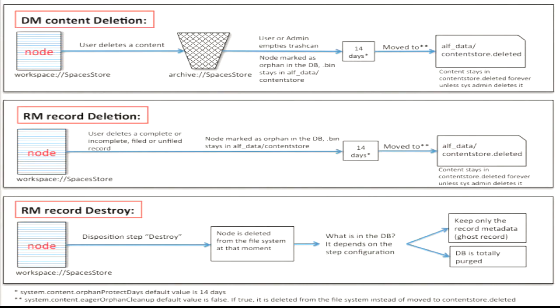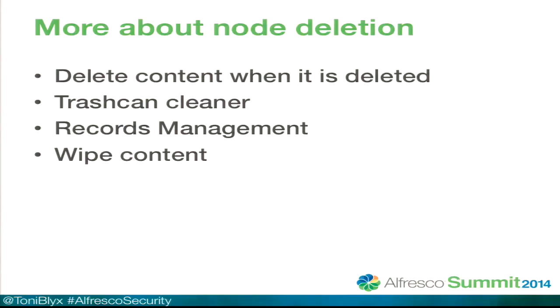But remember this. This is for the document management. In record management, record deletion, or when we are using the disposition step called destroy, it works in a different way. This is important, okay? To get control about what is going on with your content. If you think that you are deleting content, no, you are not, in most cases. You have to do more things, like delete content when it is deleted, use the trash can cleaner if you want, get to know that records management works in a different way, and of course, wipe content.